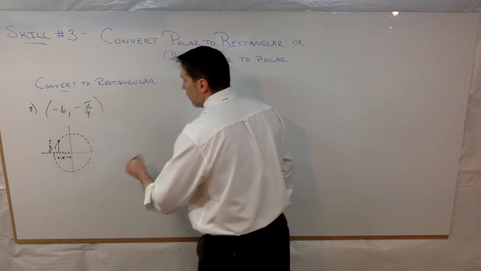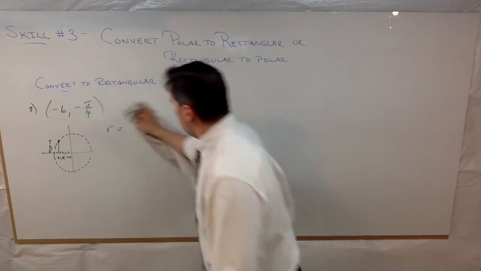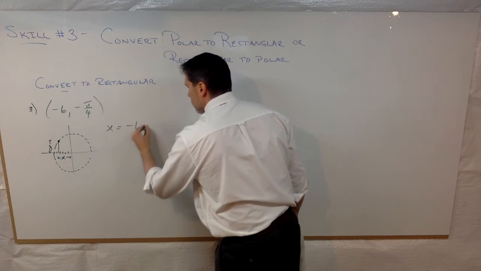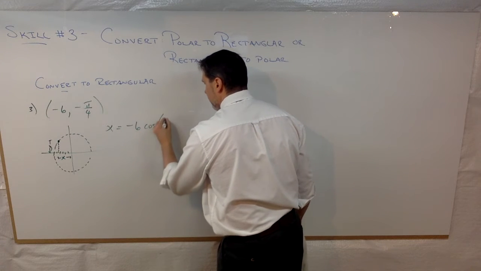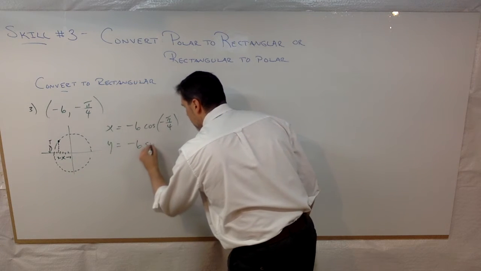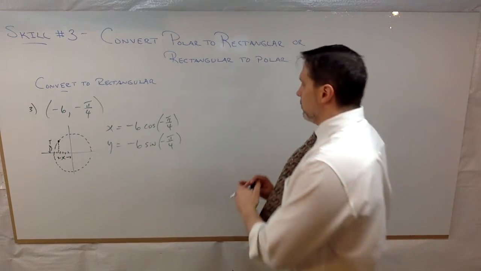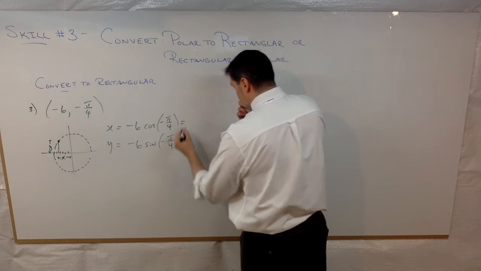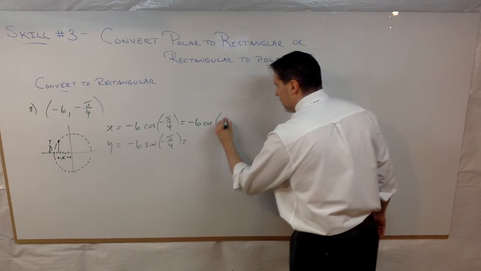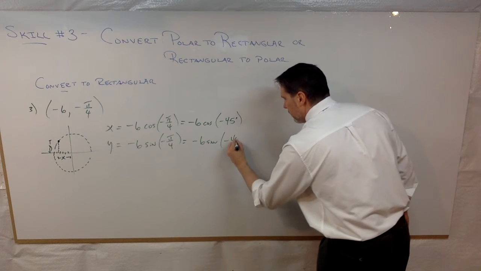So here we go. Convert to xy. We've got r equals -6. x equals r cosine theta. Let's go right to it: -6 cosine of negative pi over 4. Let's use parentheses there. And your y coordinate will be -6 times the sine of negative pi over 4. We know pi over 4 is 45 degrees, so I'm going to write that: -6 cosine -45 and -6 sine -45.